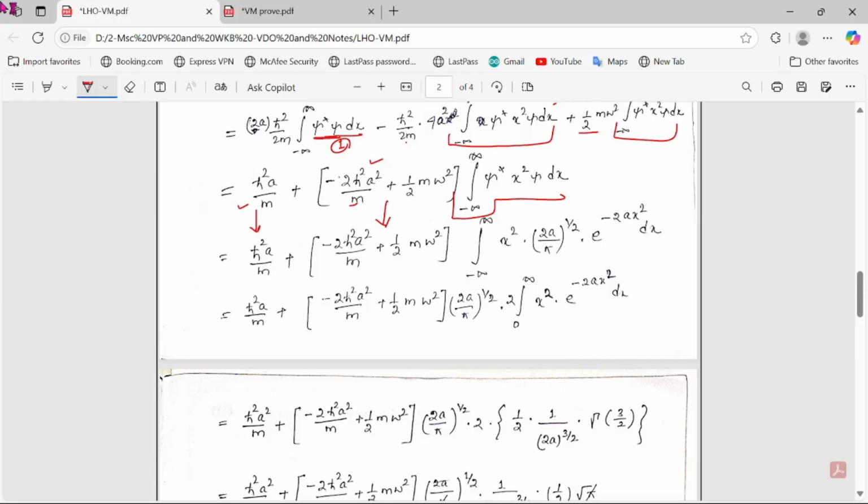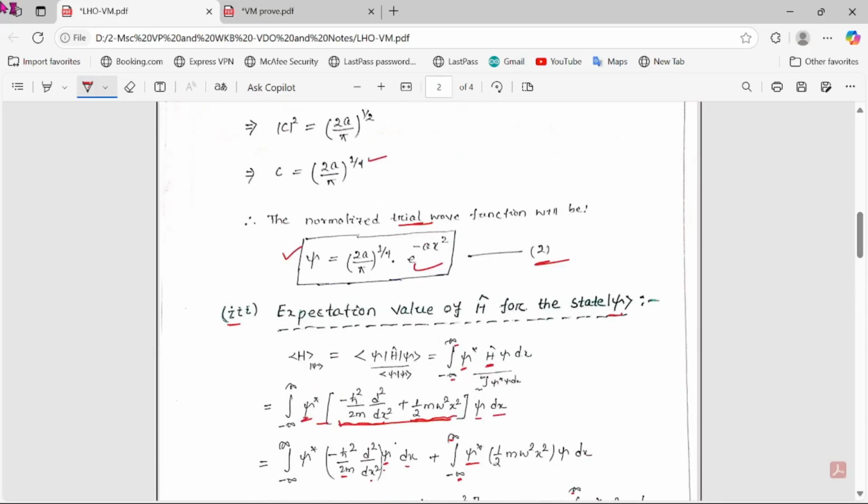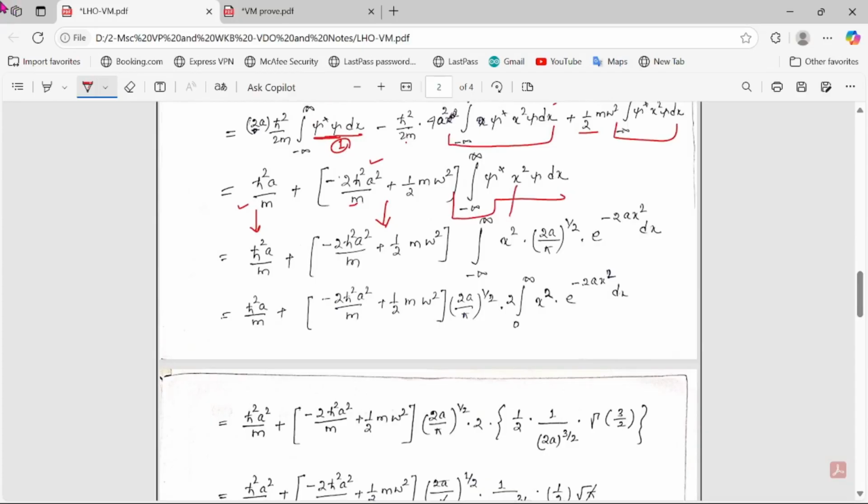If I consider psi star into psi, what is the value? This one, the normalized wave function value. If I multiply psi star, which is the same 2a by pi, there are no imaginary terms, so it will come out the same. So if I multiply both psi and psi star, it will be 2a by pi to the power, this is 1 by 4, this is also 1 by 4, so it becomes 1 by 2, e to the minus 2a x square, simply. So the same thing I have written here, x square as such written. So psi star psi value is 2a by pi to the power 1 by 2 e to the minus 2a x square dx. So this term is written as such.